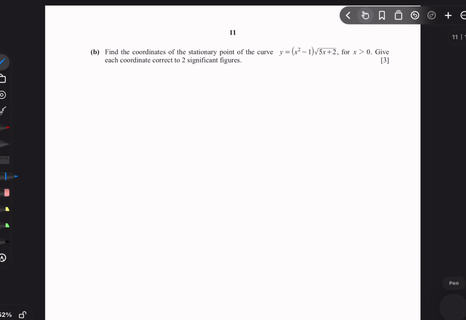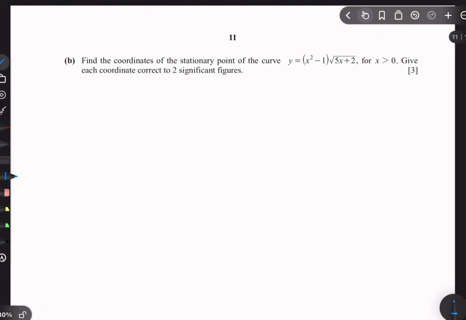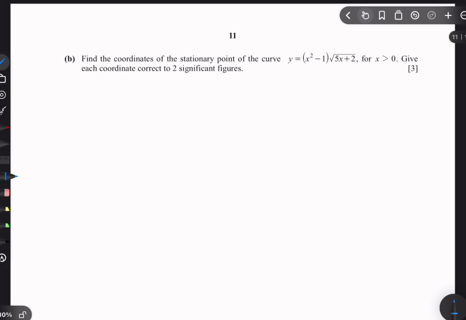Part B. Find the coordinates of the stationary point of the curve where x is larger than 0. Give each coordinate correct to two significant figures. Okay, so I'm going to rewrite the dy/dx equation from part A so that it's easier to refer to. Okay, so to find the coordinates of the stationary point, we know that dy/dx is equal to 0 at a stationary point. So this equation should be equal to 0.